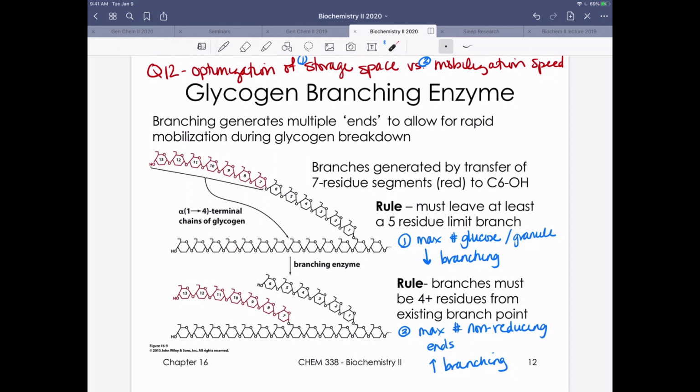Really interesting that people have looked at computational studies to try to determine the optimum amount of branching to both maximize storage as well as the number of non-reducing ends. And the conclusion they arrived at is, you know what, nature figured it out a long time ago and got it right. I haven't asked you to think about what those numbers are, but there are specific rules for how frequently glycogen is branched.